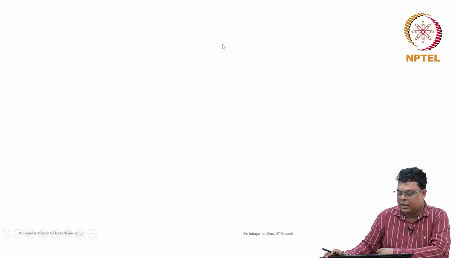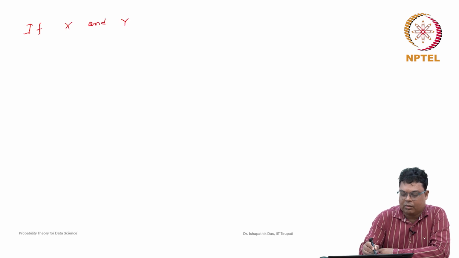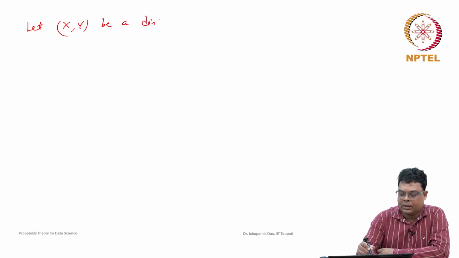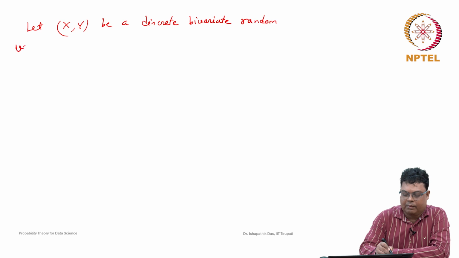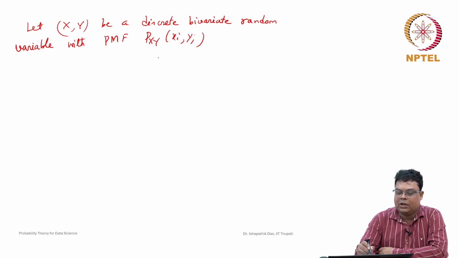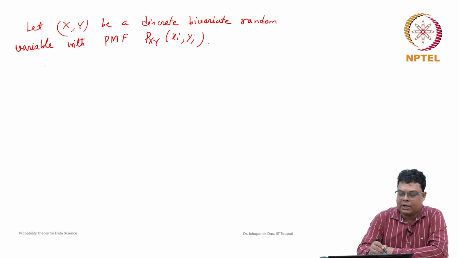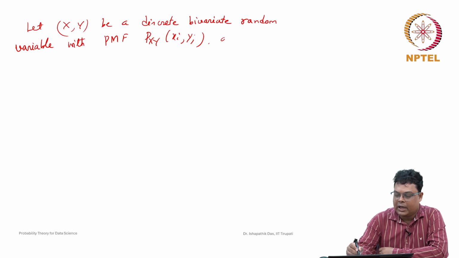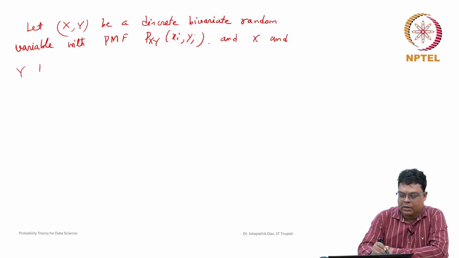Now if x y are discrete, let x y be a discrete bivariate random variable with probability mass function p x y (x i, y j), because it is taking discrete values, that is why the notation. Then similarly you can show, so covariance of x y, where x y is a discrete bivariate random variable with probability mass function, and x and y are independent.